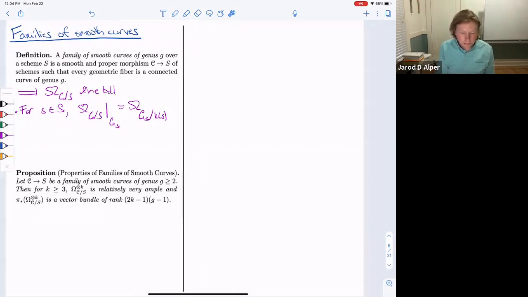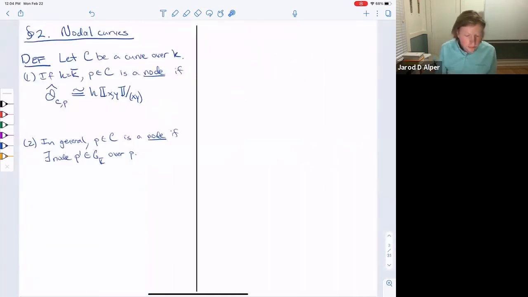Okay, so what are nodes? We'll start with a curve over a field, not necessarily algebraically closed, but if it is algebraically closed, we say that a point is a node if the complete local ring is isomorphic to this power series ring. And here, just to remind you that we're going to use the completion a lot, this is just the limit of the thickenings of the maximal ideal.